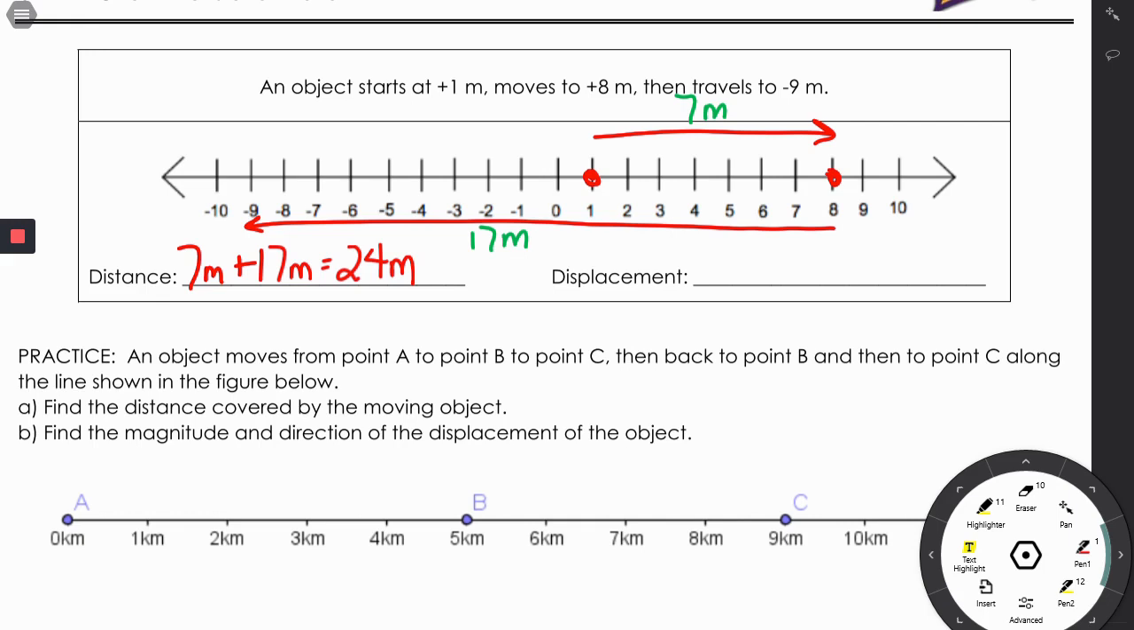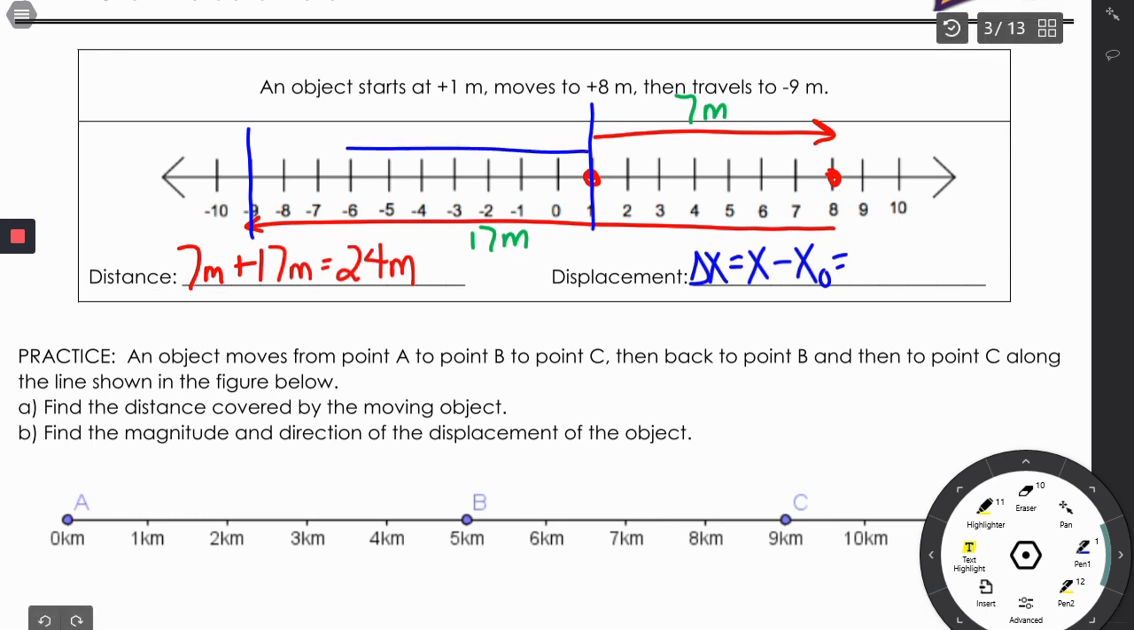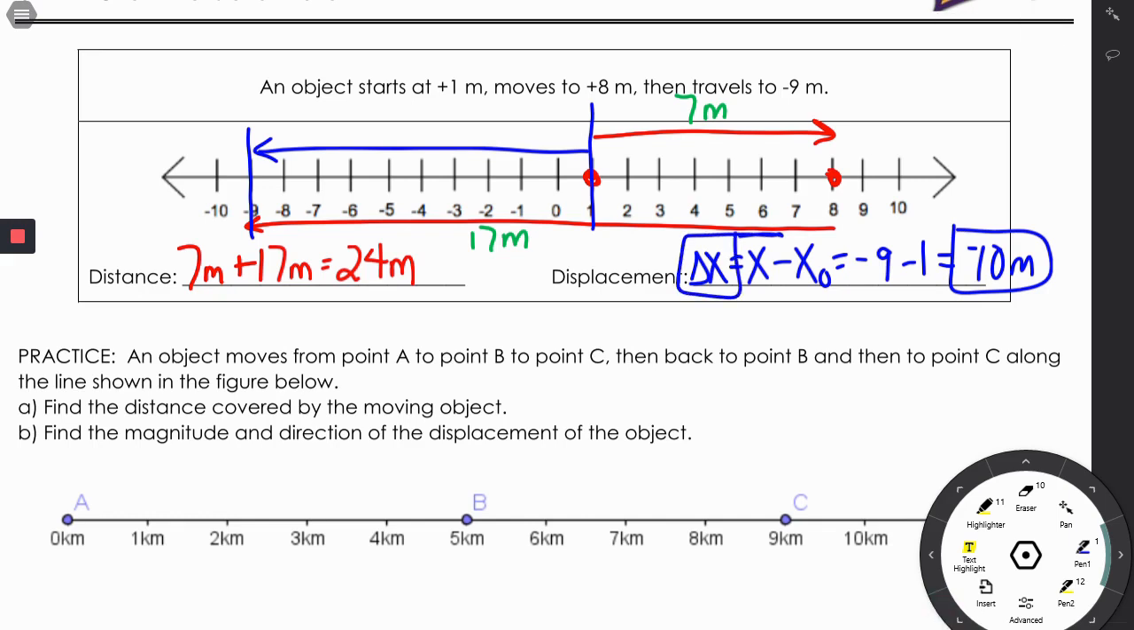Okay? Now, our displacement is going to look a little different, right? So what we're going to do is essentially go from here to here. Because remember, delta x is your final minus your initial, okay? And so our displacement is actually an arrow connecting our starting point to our ending point. So we end up at -9 meters. We started at +1 meters, and we're going to subtract those two, and we're going to get -10 meters. Right, so that is our displacement, right? It's -10 meters.